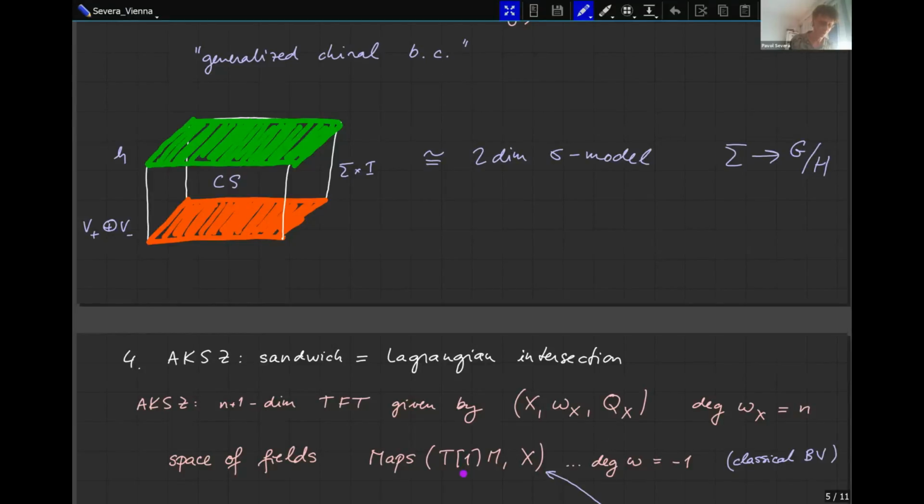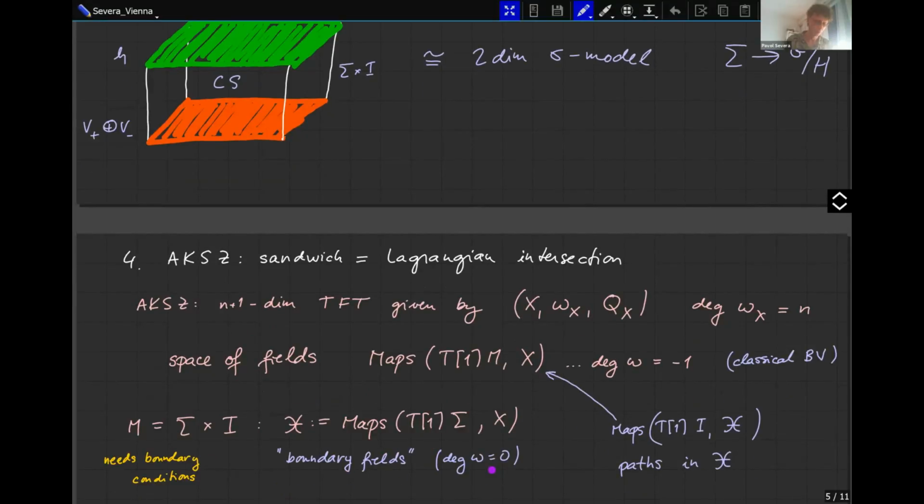And the space of fields, if M is an (n+1)-dimensional manifold, is this mapping space: maps from T[1]M into X, which now has a symplectic form of degree -1. So it's like a classical BV manifold. One can say it gives us a solution of the classical master equation. This would be okay if M is a closed manifold.